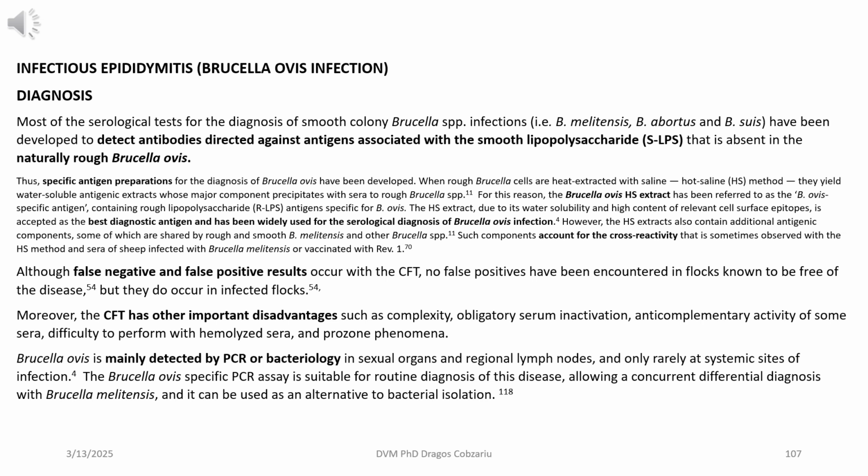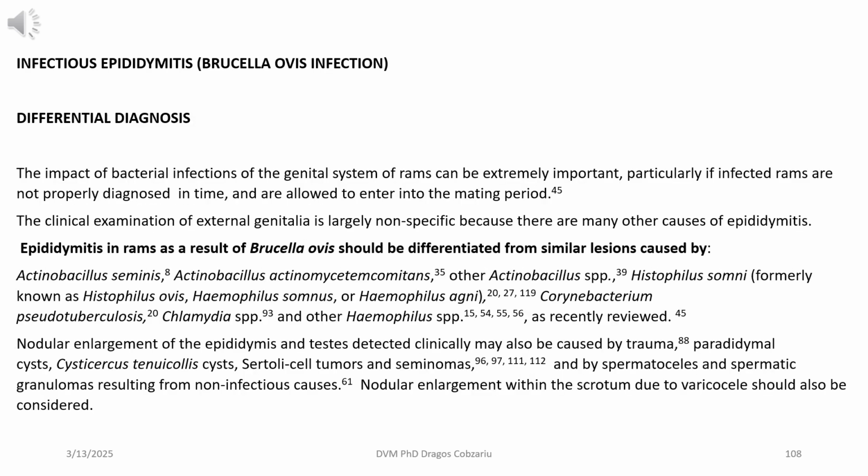Brucella ovis is mainly detected by PCR or bacteriology in sexual organs and regional lymph nodes, and only rarely at systemic sites of infection. The Brucella ovis specific PCR assay is suitable for routine diagnosis of this disease, allowing a concurrent differential diagnosis with Brucella melitensis, and it can be used as an alternative to bacterial isolation. The impact of bacterial infections of the genital system of rams can be extremely important, particularly if infected rams are not properly diagnosed in time, and are allowed to enter into the mating period.